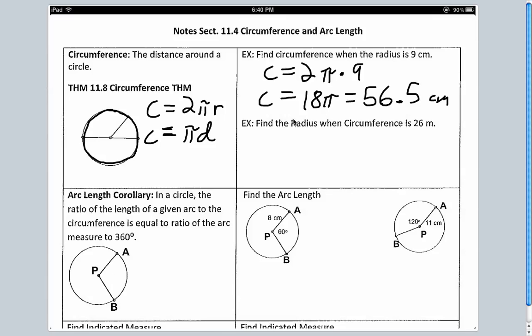Okay, so we want to find the radius when the circumference is 26 meters. Well, in this one, I know that C is 26, so 26 equals 2 pi times r. I want to solve for r.